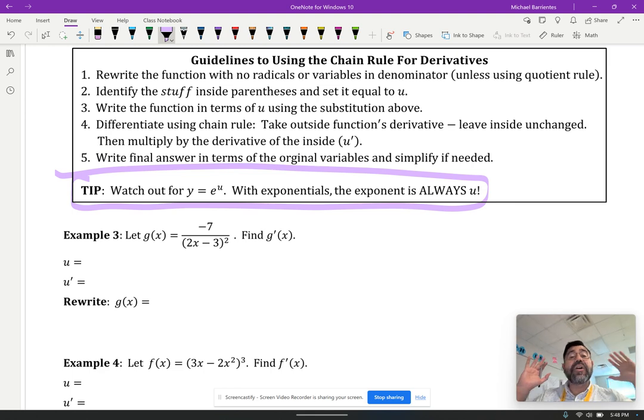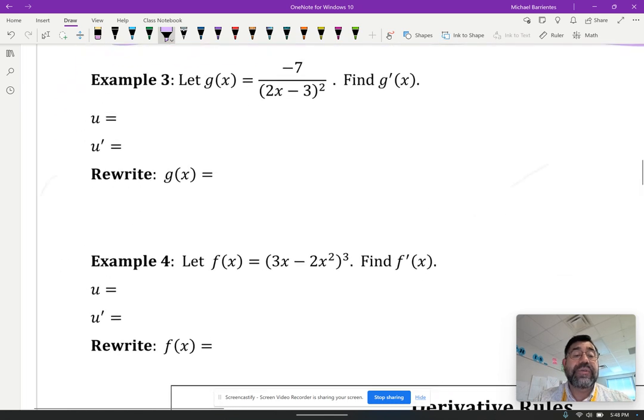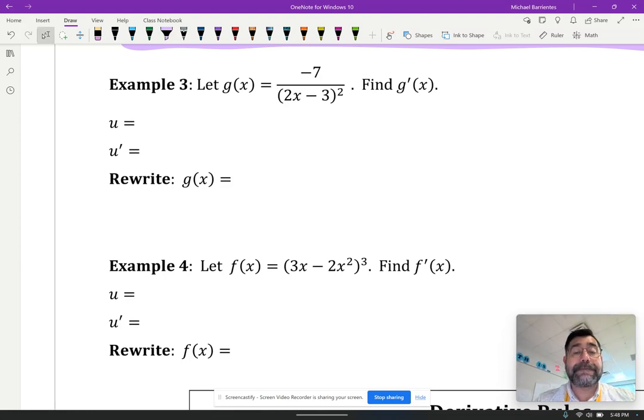Okay, so our goal in this video is, can we identify the inside function? So when I look at example 3, if this is my complete function, what do we think is the function that's inside of another? We're only focusing on the inside function, the inner function. What do you think it is? I noticed there are parentheses, so maybe this is the inside function. So I'm going to call it u, and I'm going to say u is 2x minus 3.